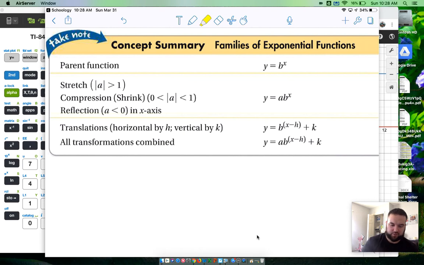So here's kind of a summary. It's a stretch if the A value is greater than 1, it's a compression if A is between 0 and 1, and it's a reflection if it's negative. So these are all the same transformations that we've been talking about, but just kind of how it looks.